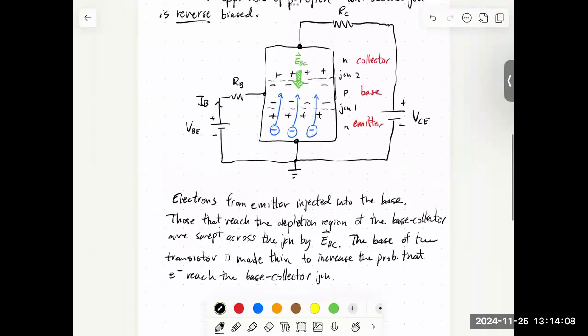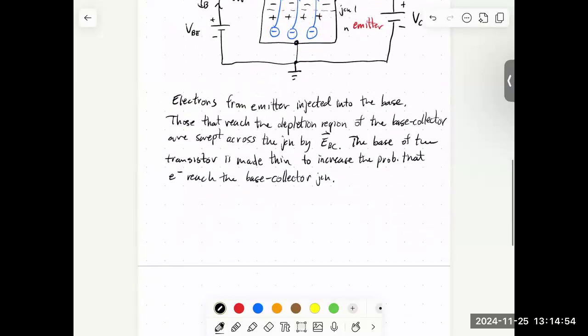So what I want to think about next is, what would happen if we kept everything the same, but then we just started turning up this collector emitter voltage? So we start making this a bigger and bigger voltage. That's going to add to this electric field, and it's going to get larger and larger, and it's just going to expand the width of this depletion region. And as we do that, more and more of the electrons that are coming across the first junction are going to reach that expanding depletion region, and more of them are going to go straight into this collector region.